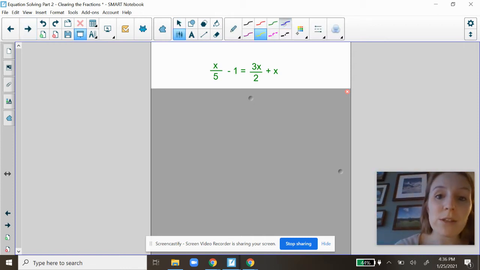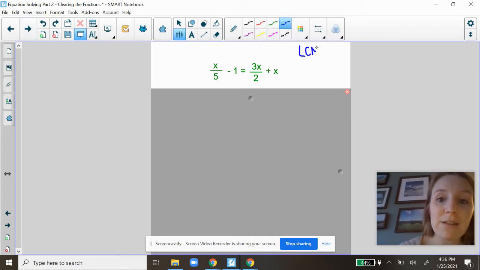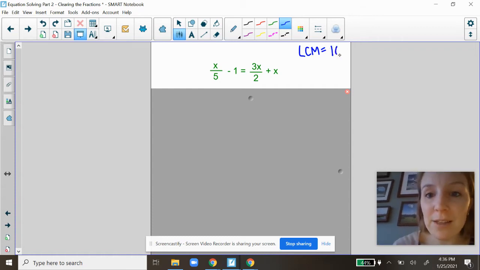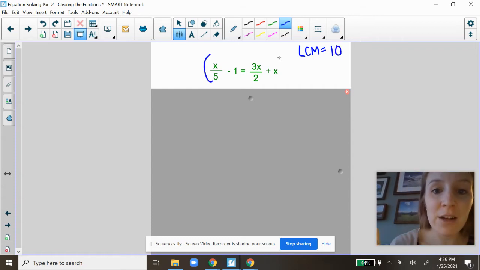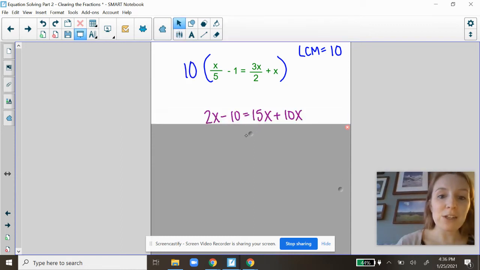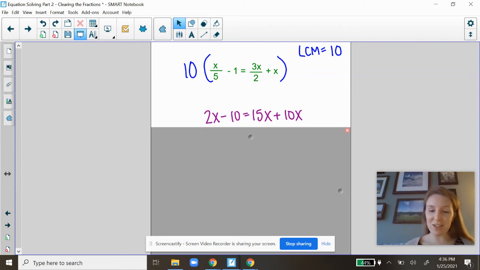First, think about, what do I need to multiply? What is the LCM of my denominators? What's the LCM of 5 and 2? All right, you're back. Hopefully, you saw the LCM of 5 and 2 is going to be 10. So I'm going to multiply both sides of my equation here by 10. Then I will get a magical equation that has no fractions.